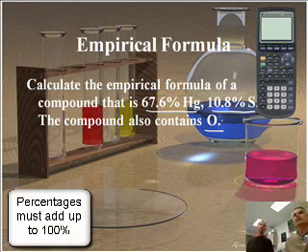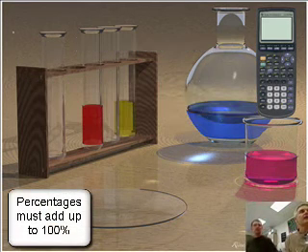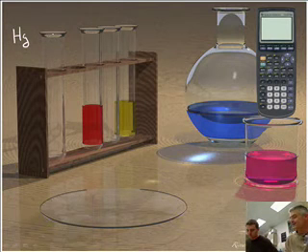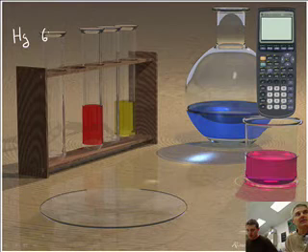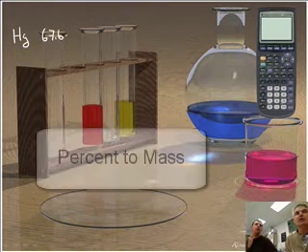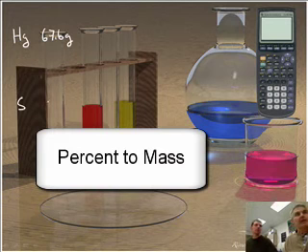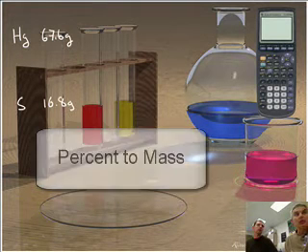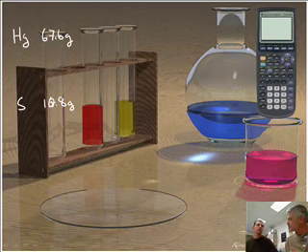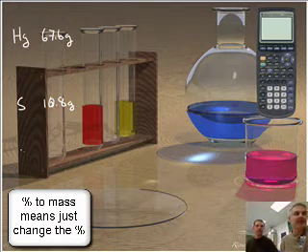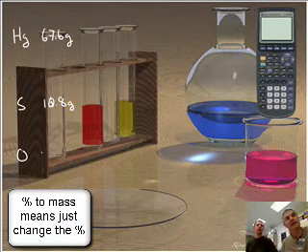All right, let's get a blank screen. For mercury, it said 67.6%, so I'm going to write 67.6 grams. That's the percent to mass step. And for S, 10.8%, so that'll be 10.8 grams. You just take the percent sign and make it a gram. And the oxygen is a little tricky because you have to subtract from 100.